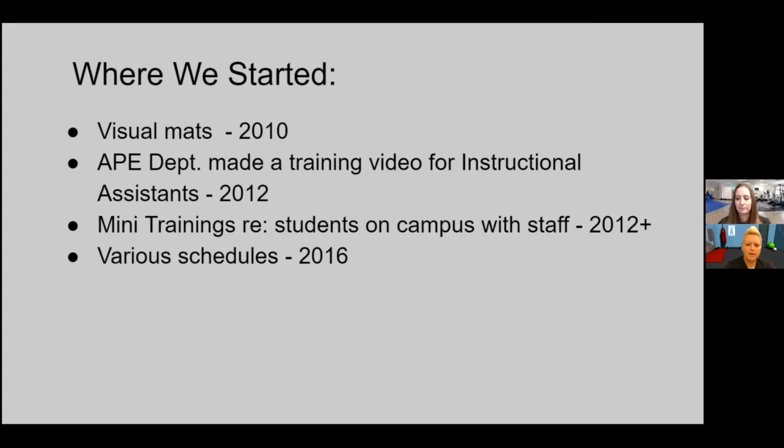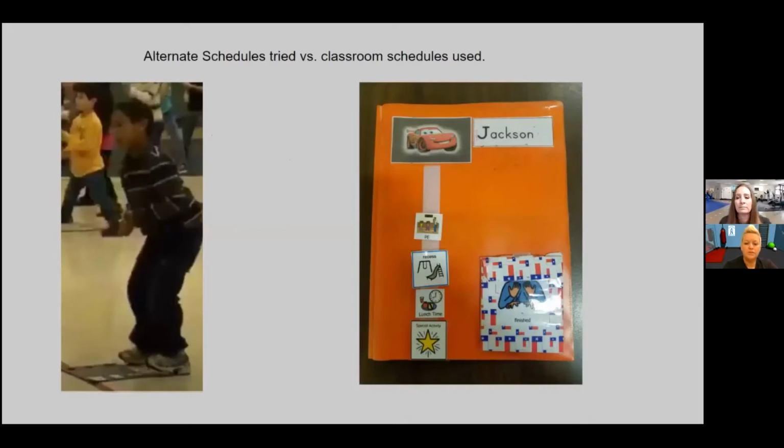So we began as adaptive PE teachers to look at the breakdown, what was going on at the campus level. In 2012, we created a training video that helped train all staff from GPE teachers down to the instructional assistants or paraprofessionals and any other staff that attended PE with those students so that they would have an understanding of what needed to be implemented in order for those students to be successful. So this seemed to help. However, something was still missing, right?